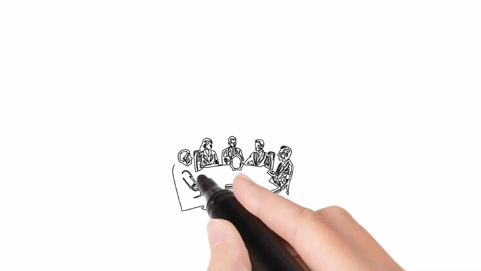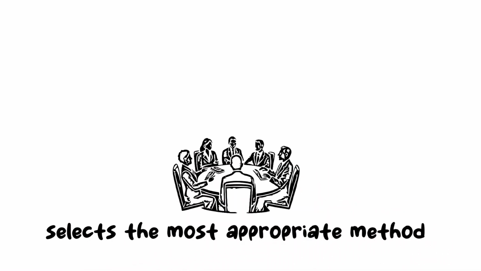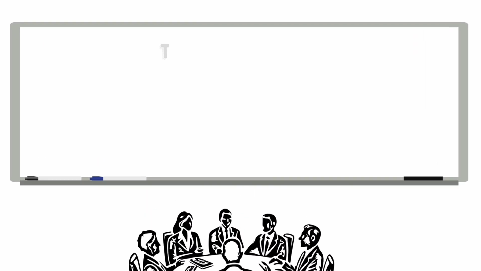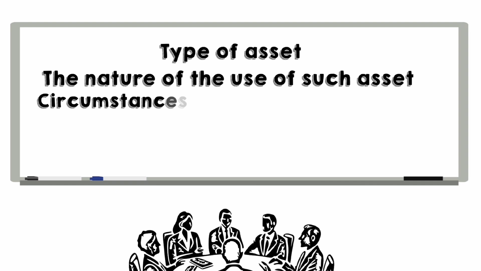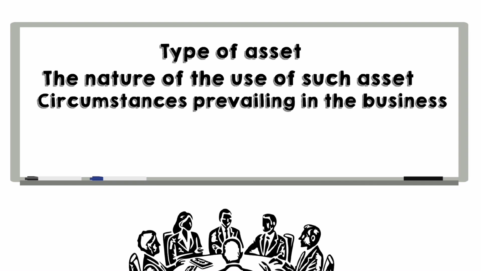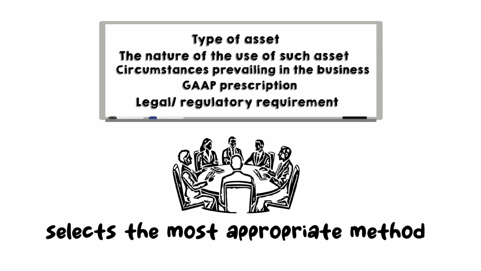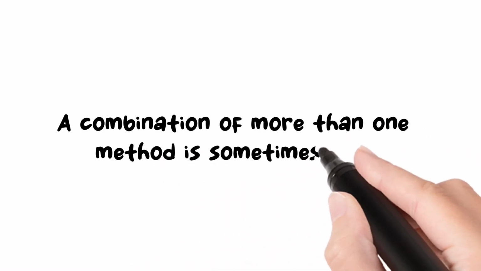The management of a business selects the most appropriate method based on various important factors such as type of asset, the nature of the use of such asset, circumstances prevailing in the business, GAAP prescription, and legal and regulatory requirements. A combination of more than one method is sometimes used, like SLM.